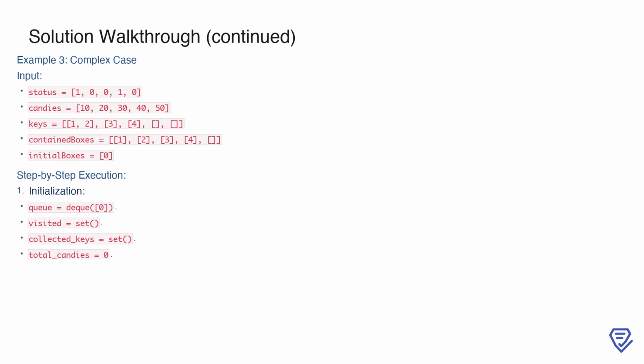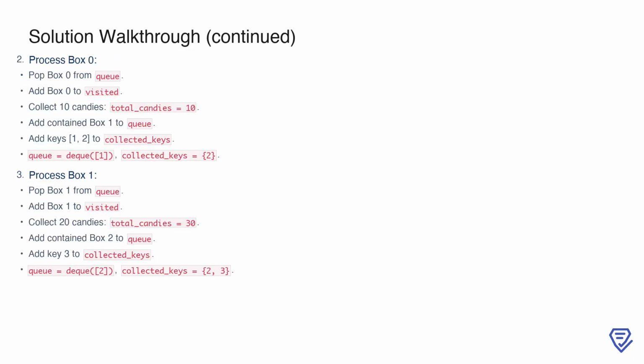This example introduces a more complex case with interconnected boxes and keys. The setup includes 5 boxes, some of which are initially open and others locked. Each box contains a specific number of candies, as well as keys or other boxes. Here, box 0 is the only initial open box. To begin, we initialize the queue with box 0, as it is open and ready to process. The visited set starts empty, and collected_keys is also empty. The total number of candies collected, total_candies, is initialized to 0. This setup allows us to start processing the boxes systematically.